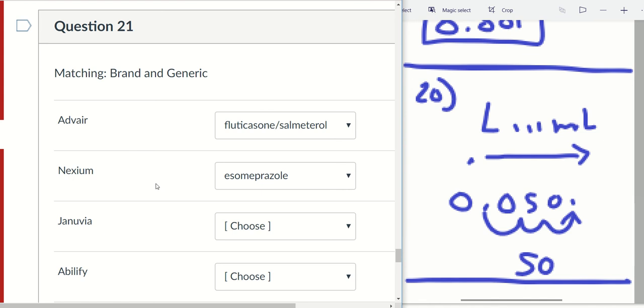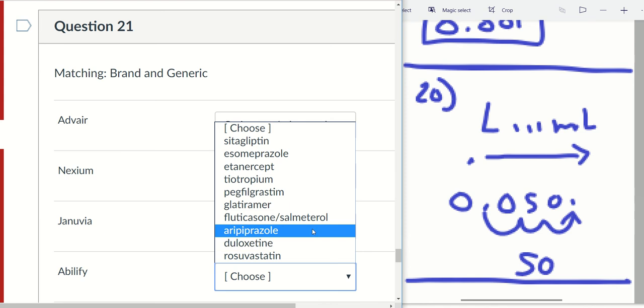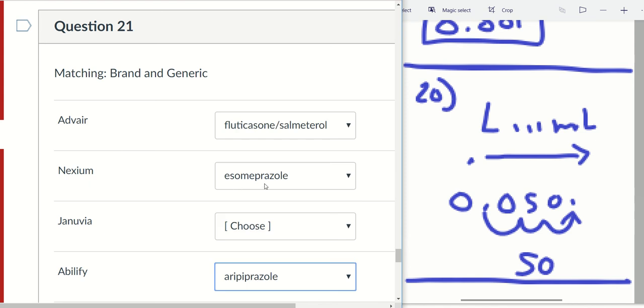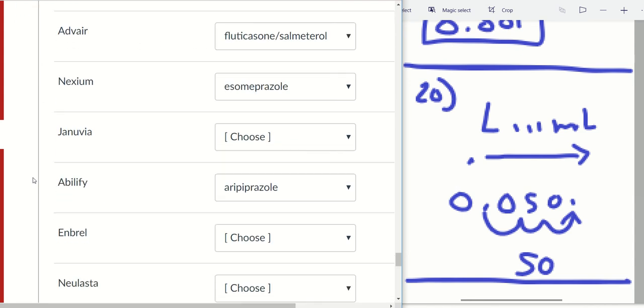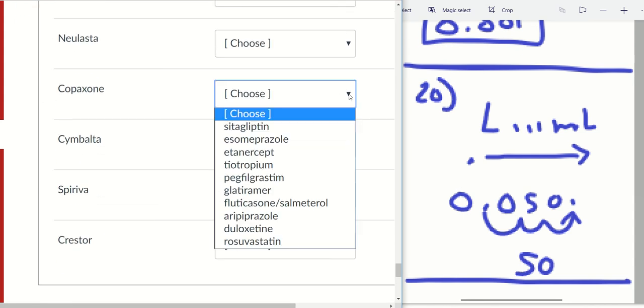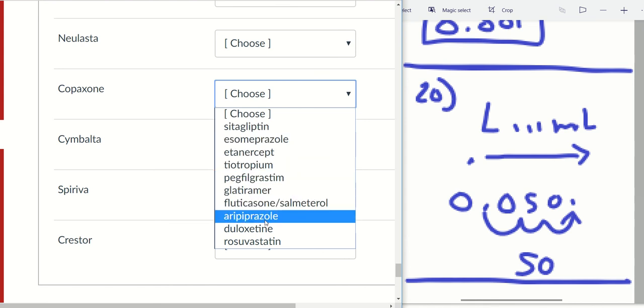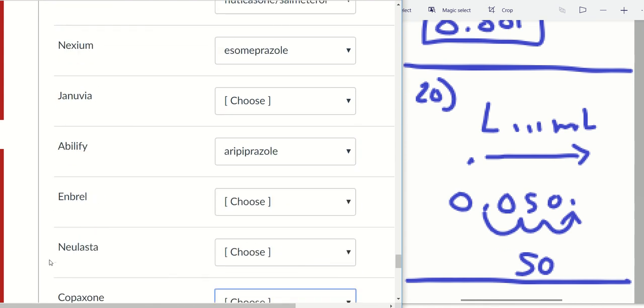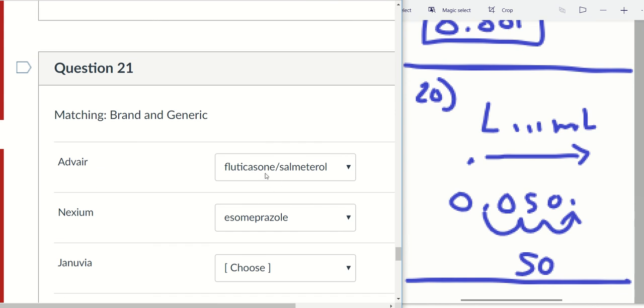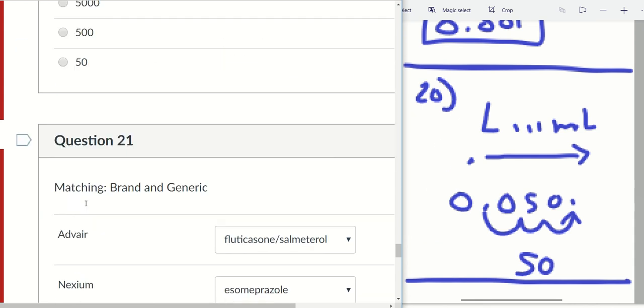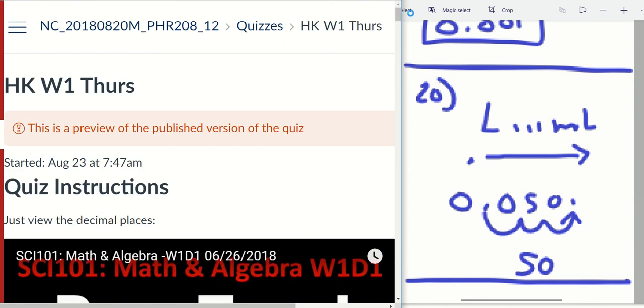Fluticasone and salmeterol. Nexium, the number 1 selling drug, maybe number 2 selling drug now, after Abilify, which we did yesterday. Omeprazole, right, for acid. Just do process of elimination. 1, 2, 3, 4, 5, 6, 7, 8. Yeah, just the one that's left over. Advair is the brand, so you want to do the generic name. So I'll leave the rest for you guys. Just make sure you double check all your responses before you submit. So this is homework for week 1, Thursday.